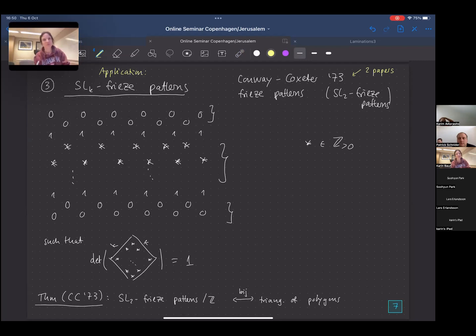What is a frieze pattern? So a frieze pattern is an arrangement of entries in integers or in an integral domain.